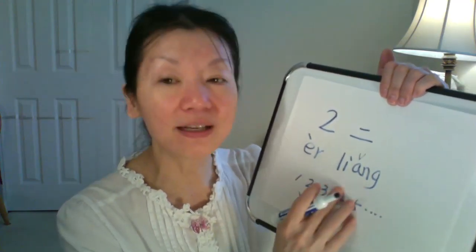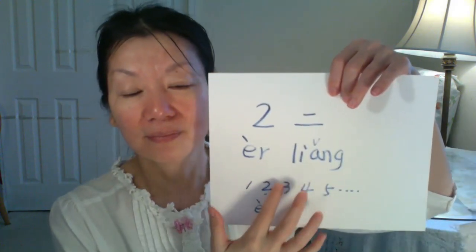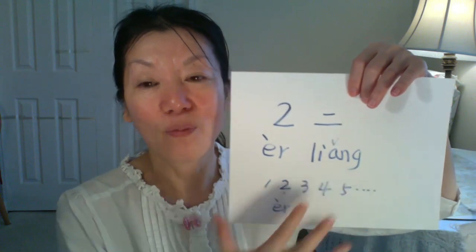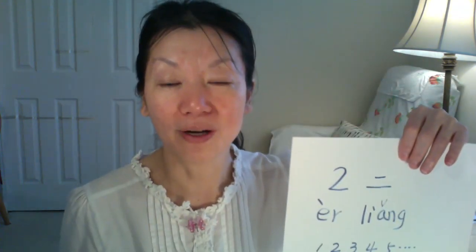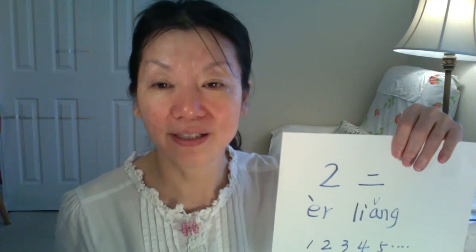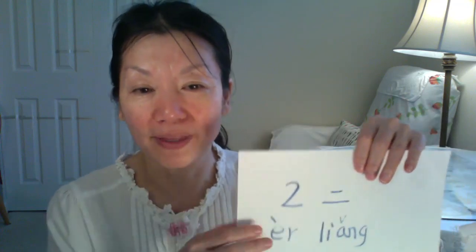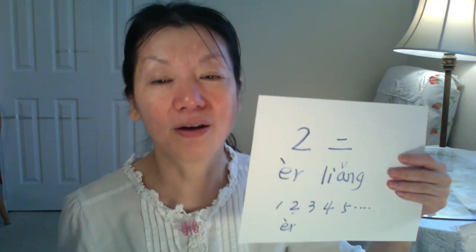When we pronounce liǎng, if somebody asks you how many, how many people, how many books, how many of something, in that case, you can say 两, 两个. When they ask you how many, you say 两. Whether it is 2 people or 2 things, also we say 两.